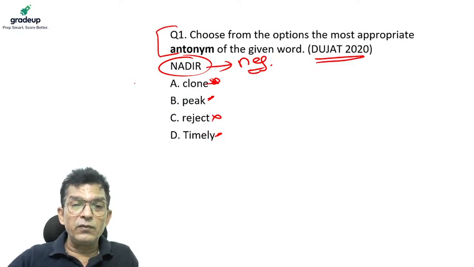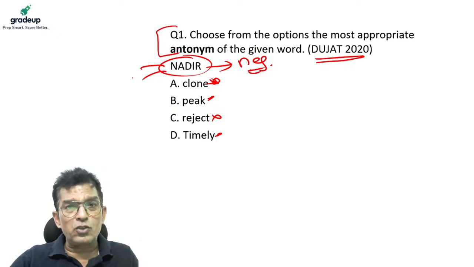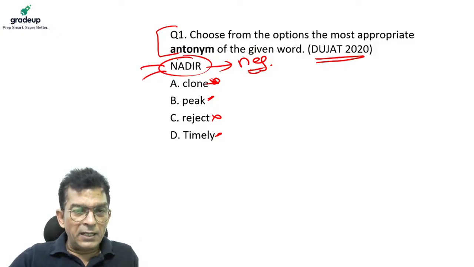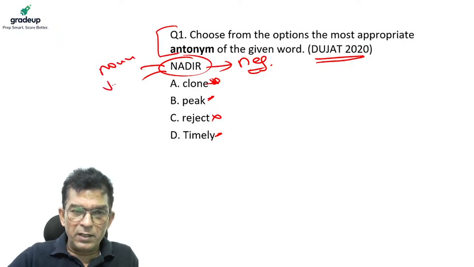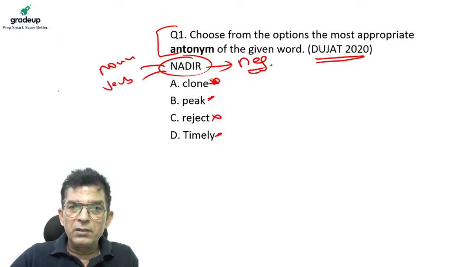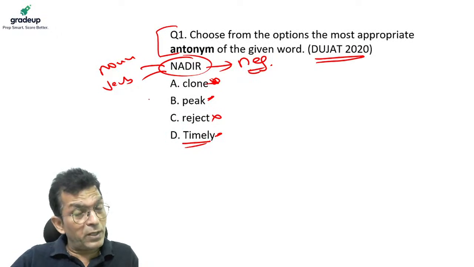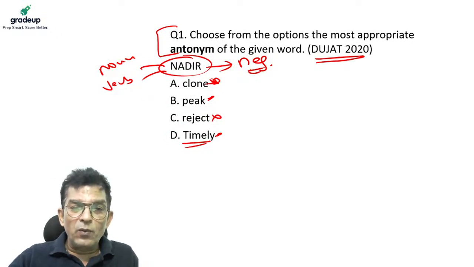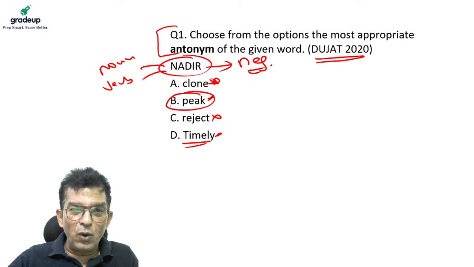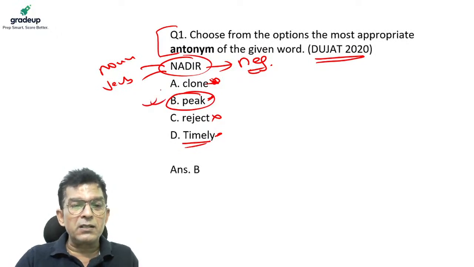Then the second thing we do, again a tip, these are the things you have to learn: how does the word look? Does it look like a noun, a verb, an adverb? This looks like a noun. So "timely" cannot be a noun. This has to be an adjective or an adverb, adjective primarily. Cannot be an adverb. So what should be the meaning? Peak. And if you go with this, you'll be right, because the answer is B.